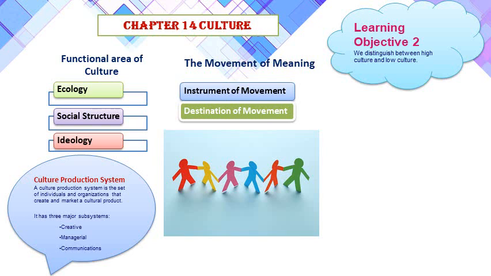A culture production system (CPS) is the set of people and organizations who create cultural meaning. The creative subsystem generates new symbols and products. The managerial subsystem selects, makes, produces, and manages the distribution of symbols and products. A communications subsystem gives meaning to the new product, providing it with a symbolic set of attributes.